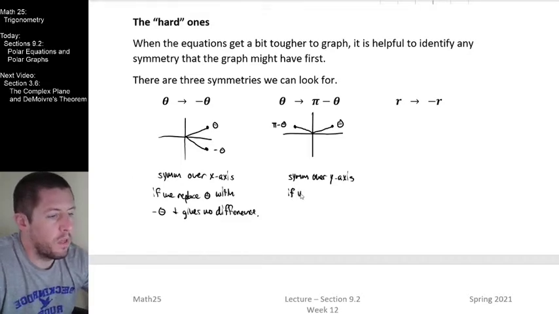If we replace theta with pi minus theta and find no difference.